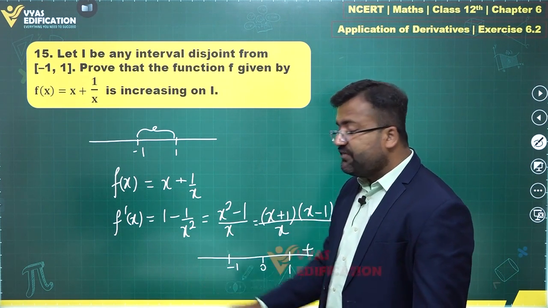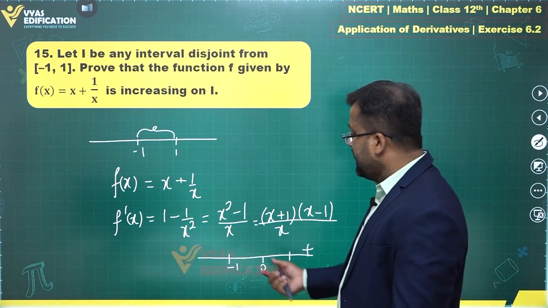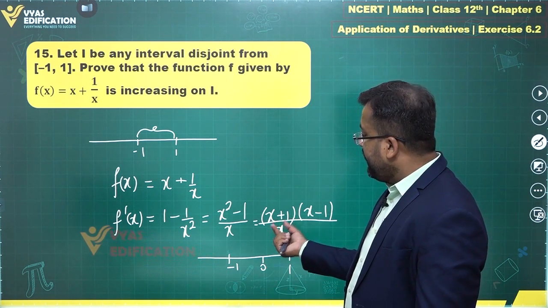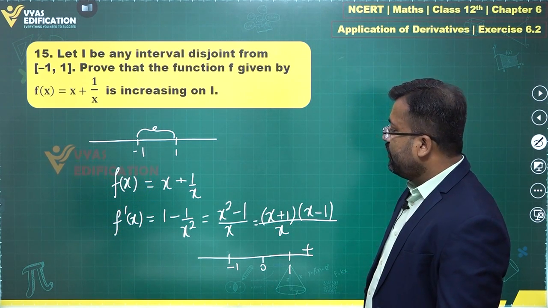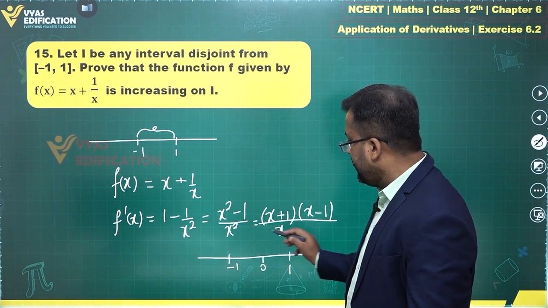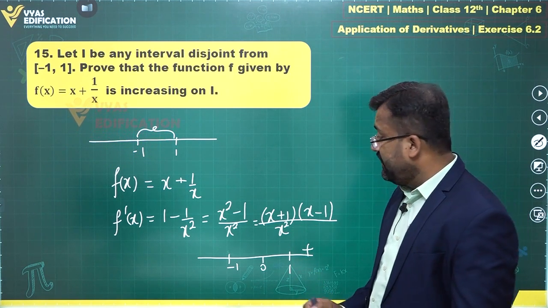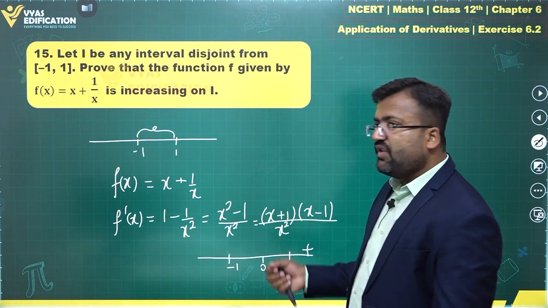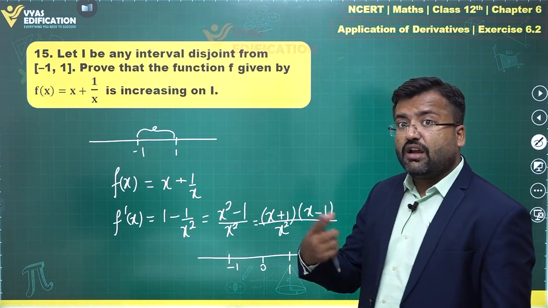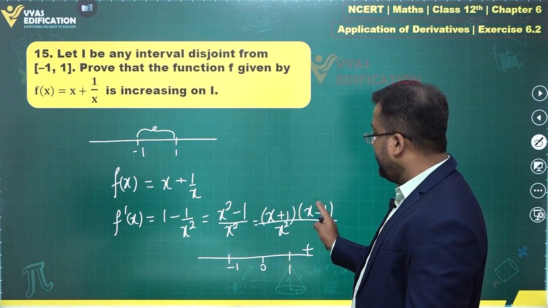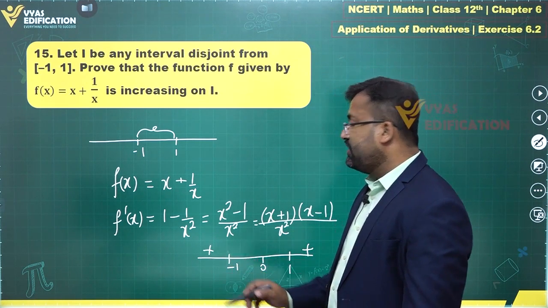And we are interested in the values before minus 1. Let's talk about those values. Before minus 1, let's take minus 2. This is minus 2 plus 1. What will that be? By the way, this is x square in the denominator. Let's not make a mistake there. Minus 2 plus 1 will be negative. Minus 2 minus 1 will be negative. Minus 2 square is positive. So, negative, negative and positive will be overall positive.